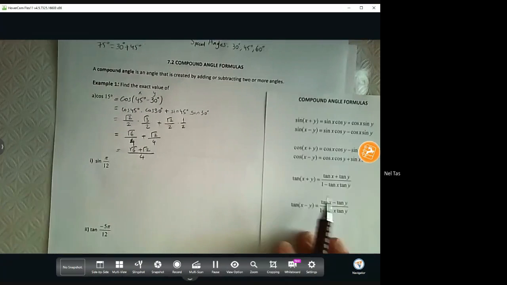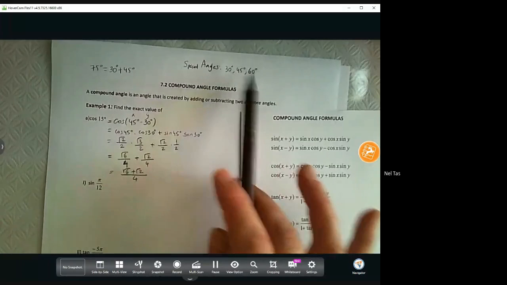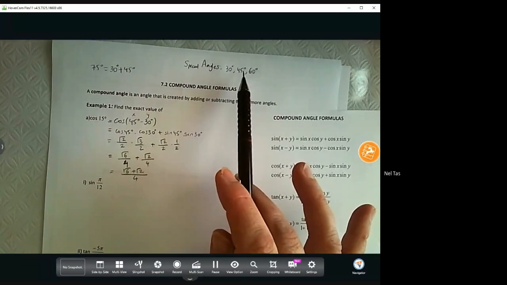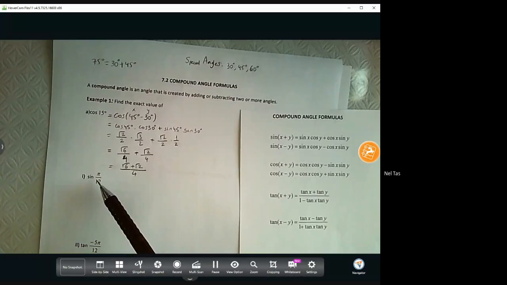Okay, and let's look at the next one: sine pi over 12. Again, you want to write pi over 12 as a combination of two of these special angles. But this is given to you in radians.